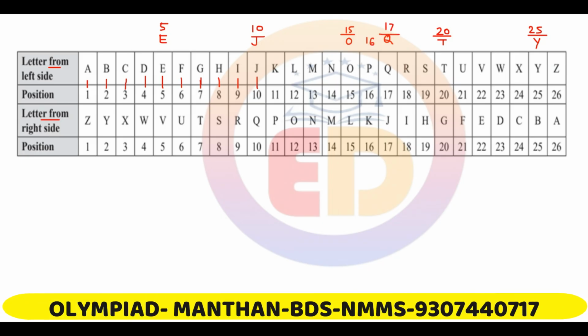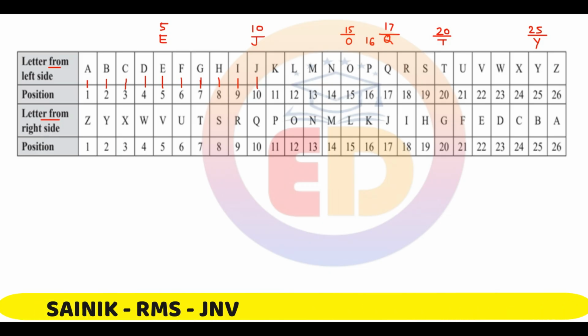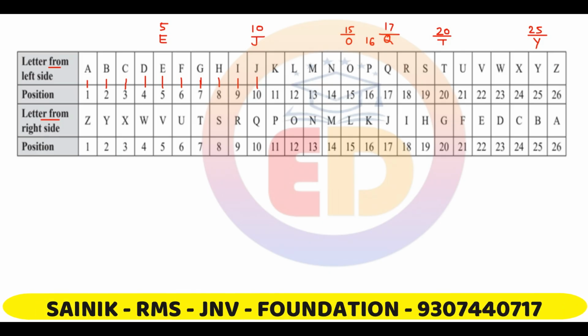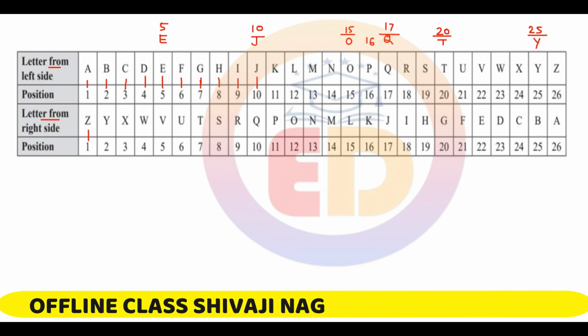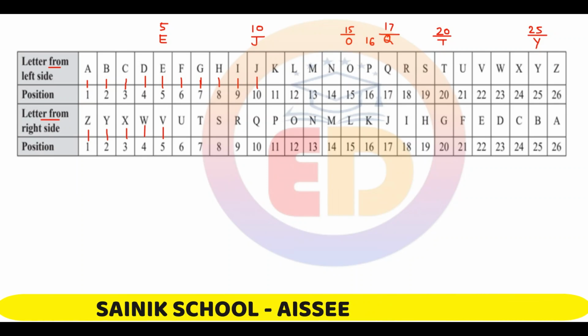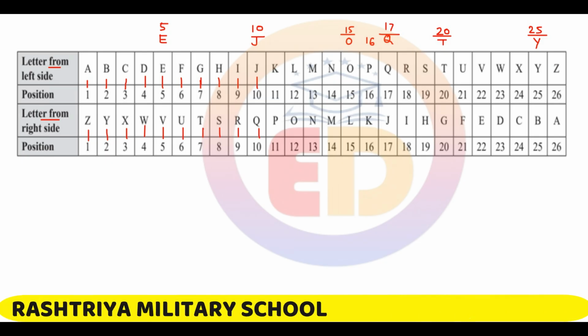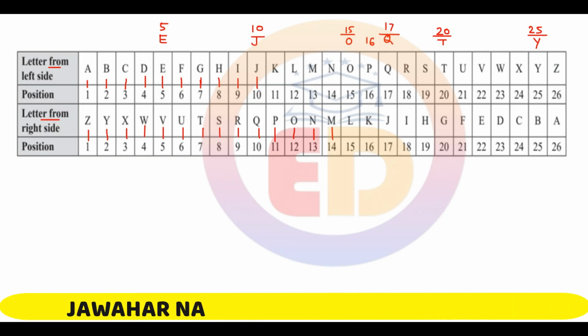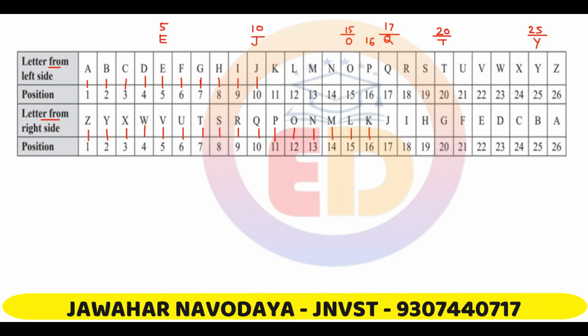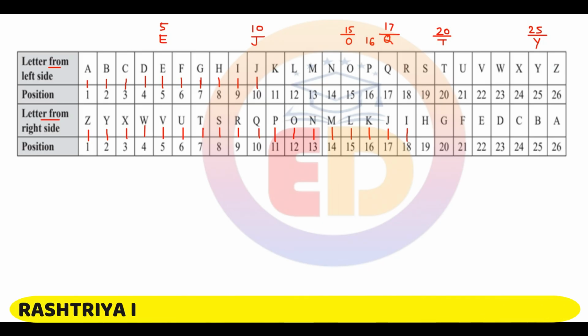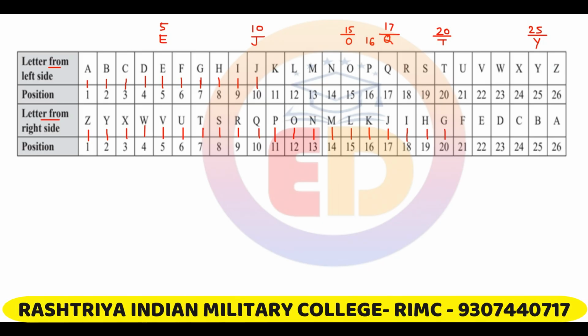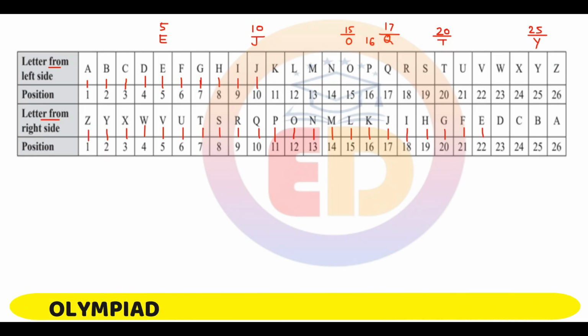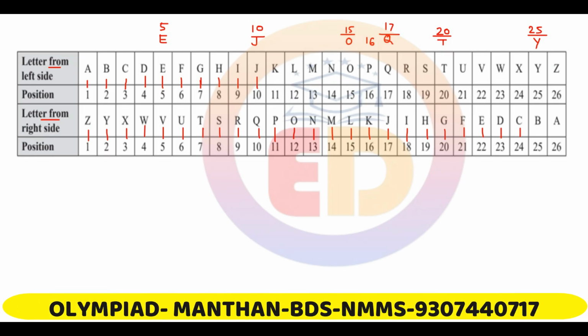Similarly, you have to do the reverse way also, where Z will become alphabet numbered 1, Y will be 2, X will be 3, W will be 4, V will be 5, U will be 6, T will be 7, S will be 8, R will be 9, Q will be 10, P is 11, O is 12, N is 13, M is 14, L is 15, K is 16, J is 17, I is 18, H is 19, G is 20, F is 21, E is 22, D is 23, C is 24, B is 25, A is 26.